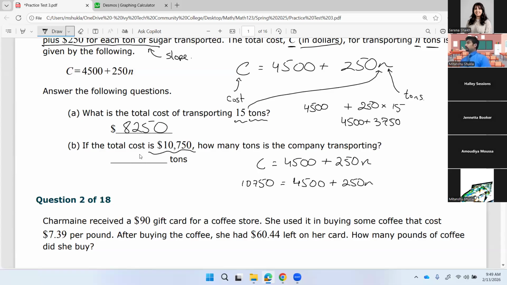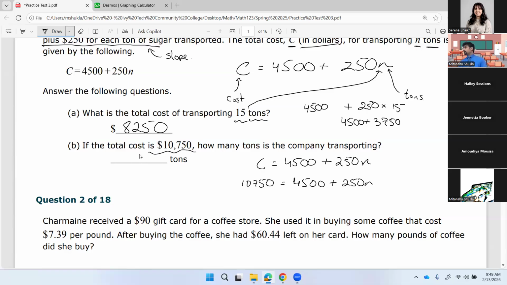Any questions? Now, how do I isolate N? Meaning, how do I get N all by itself? It doesn't matter if you want to put it on the left side or the right side, but walk me through how we're going to get N all by itself. Let's look at our equation and think about how we're going to get N all by itself first. So we're going to subtract.